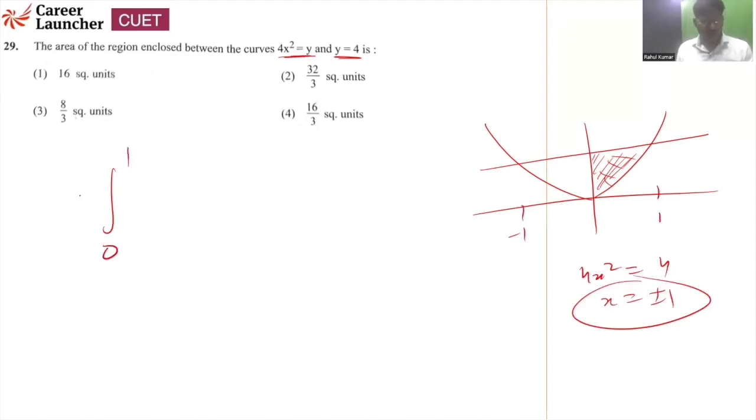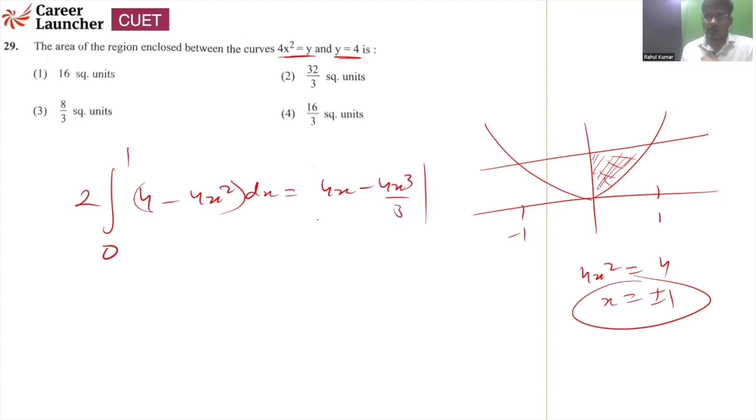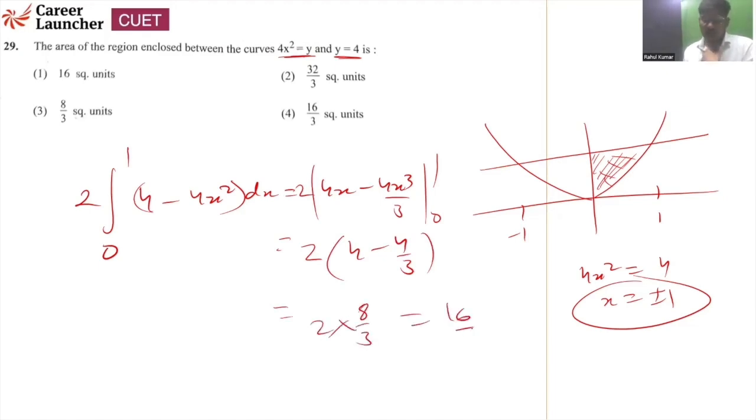So 0 to 1, 2 times area will be, if you take the vertical strip, upper function minus lower function. Upper function is 4, lower function is 4x square. Just integrate this. So you will have 4x minus 4x cubed by 3. The limit is from 0 to 1, 2 times. It will be 4 minus 4 by 3, 2 times. This will be 8 by 3 multiplied by 2, which is 16 by 3. Option D is the correct answer.